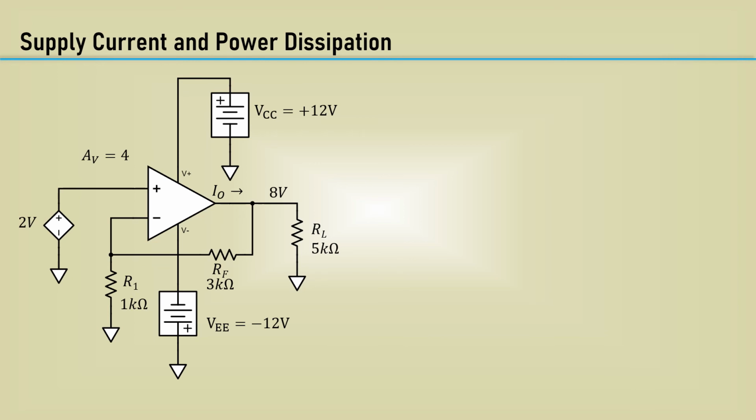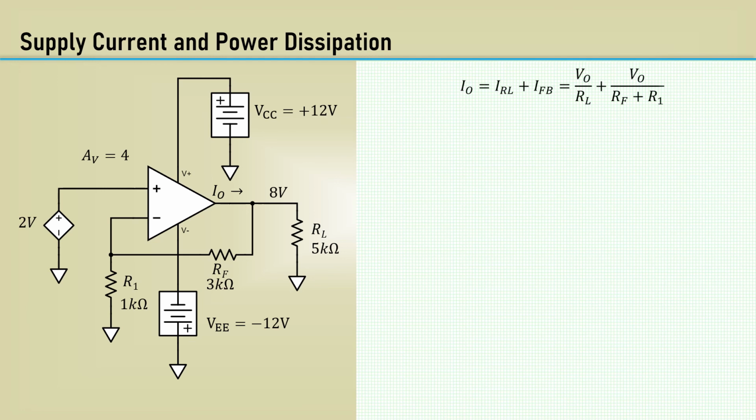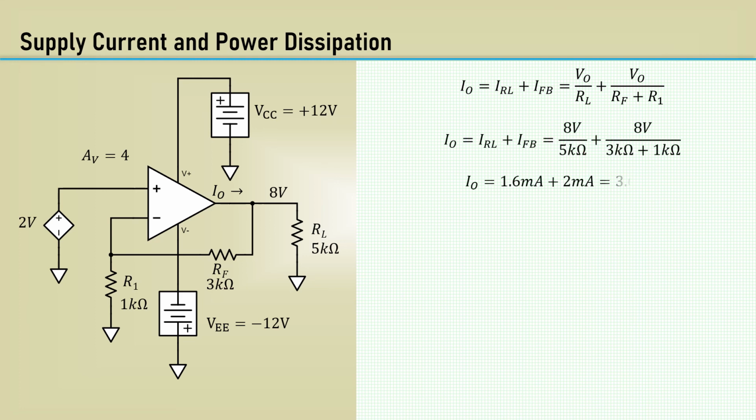Calculation of the op-amp power dissipation is very straightforward. Here is an example circuit of a non-inverting amplifier with a gain of 4 and an input voltage of 2 volts DC. The output, of course, will be 8 volts. The output current is the sum of the current in the load resistor and the current in the feedback resistors. With the output of 8 volts, this yields an output current of 3.6 milliamps.